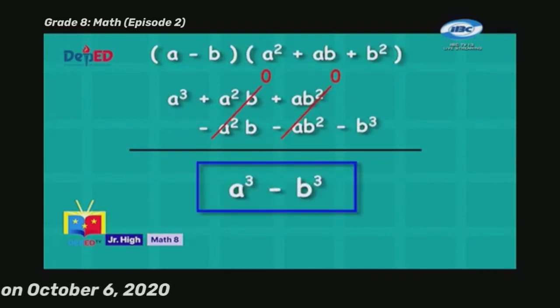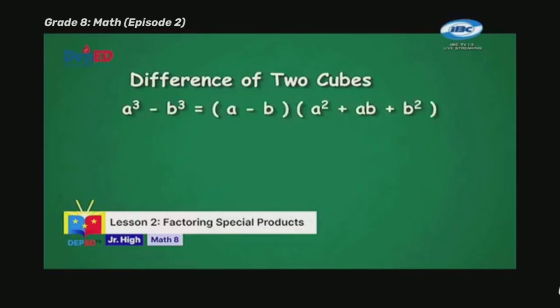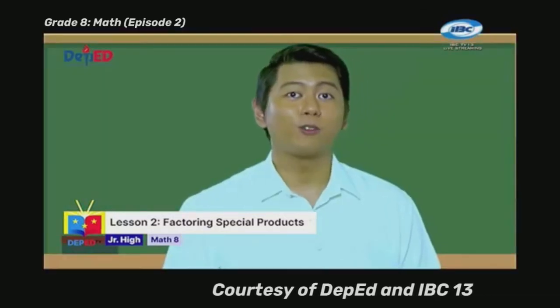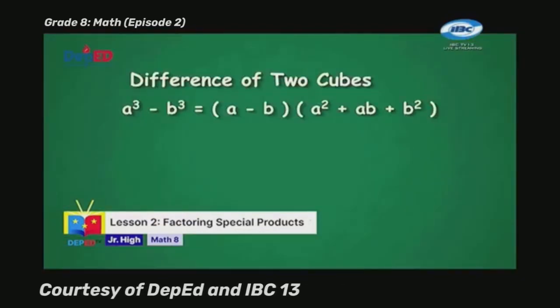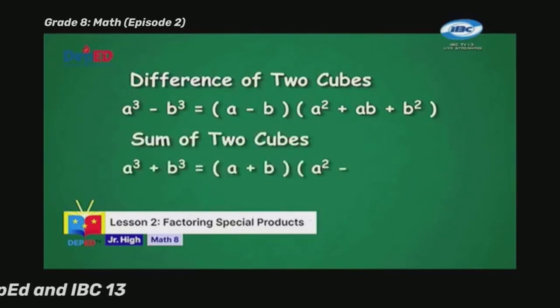We showed that the binomial a minus b multiplied with the trinomial a squared plus ab plus b squared is equal to the difference of two cubes. Since they are equal, we can also say that the reverse is the same, meaning that the factored form of the difference of two cubes is given by this pattern. The pattern is also similar in factoring the sum of two cubes, a cubed plus b cubed.